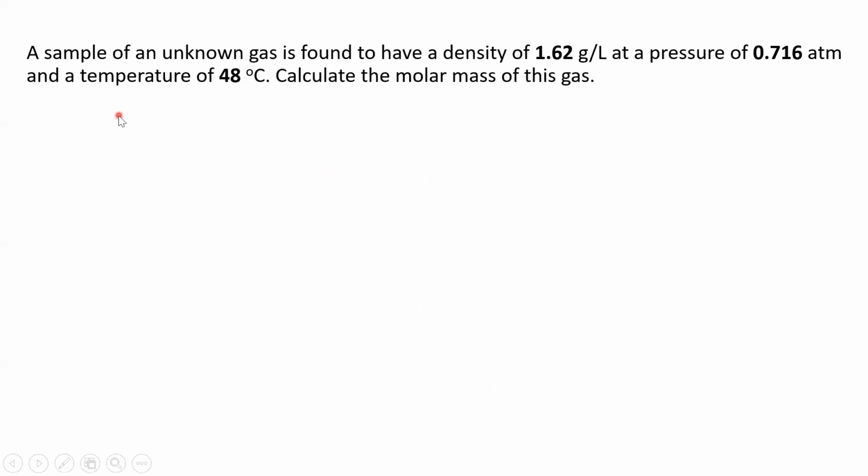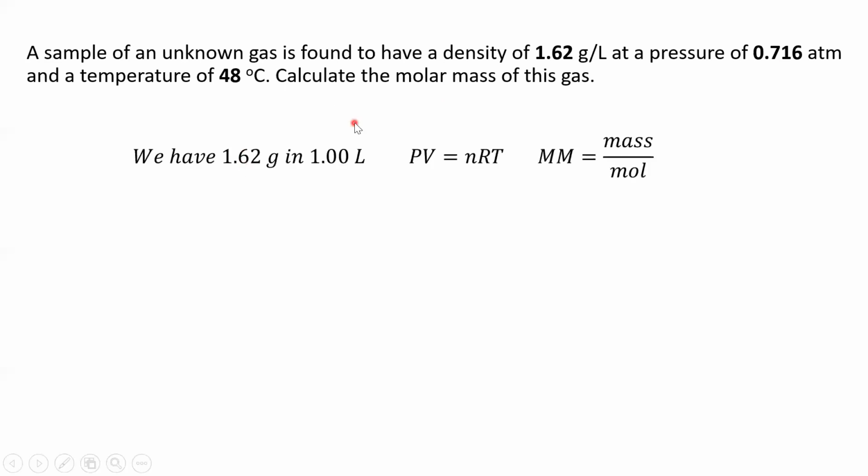So here's another problem. A sample of an unknown gas is found to have a density of 1.62 grams per liter, a pressure of 0.716 atm, and a temperature of 48 degrees Celsius. We want to calculate the molar mass. So again, we want to think about what we're given in the question and then how we're going to figure out our answer.